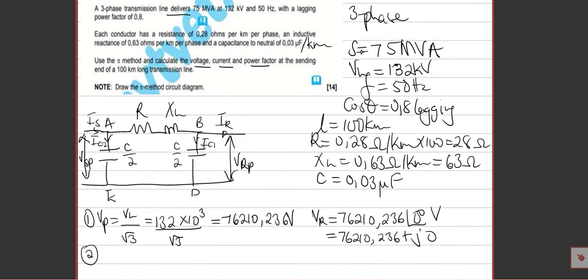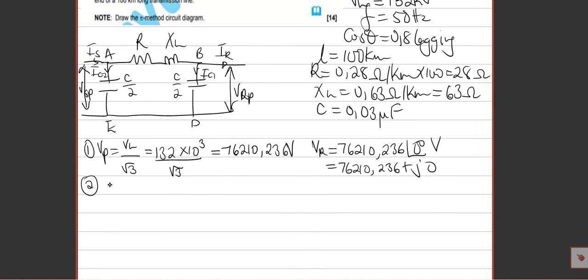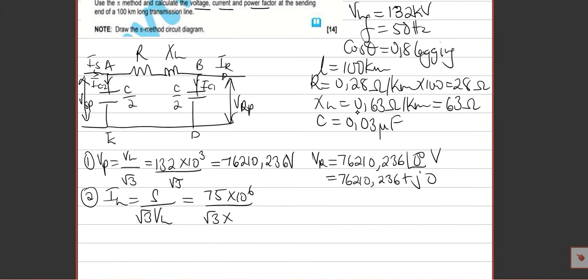We want to find IL. For IL, they gave us apparent power. We have terminal voltage there. We have our receiving end voltage. So it's going to be S over root 3 VL, they gave us 75 times 10 to the power 6 divided by root 3 times, up here we have 132 times 10 to the power 3. We substitute.